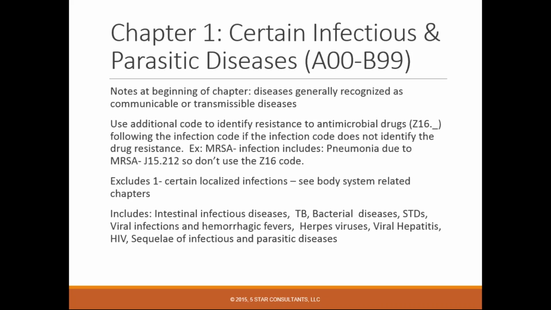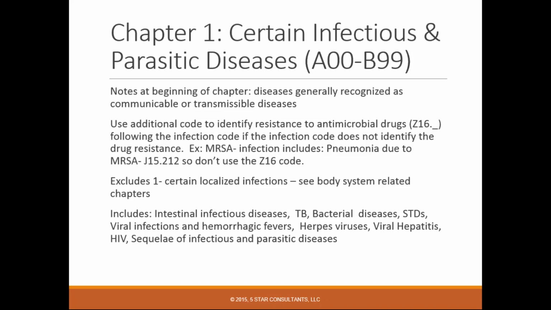So Z16 and then dot whatever comes after that, that will be the code that you'll use to identify the resistance, but you won't use it if the code for the infection already includes it. So in other words, if you're putting pneumonia due to MRSA, which is J15.212, then you wouldn't use the Z16 code. Now you can see right there, I didn't give the related ICD-9 code, but pneumonia due to MRSA, you can see it is complex because there are so many digits. This didn't have the 7th digit, but a 6-digit code. So that's what really takes getting used to, because a lot of the codes are so long.